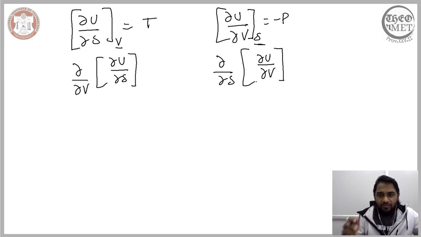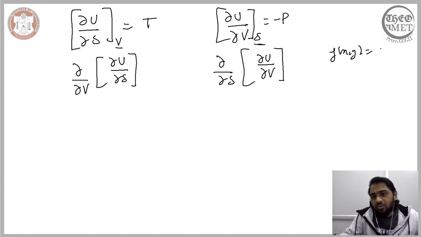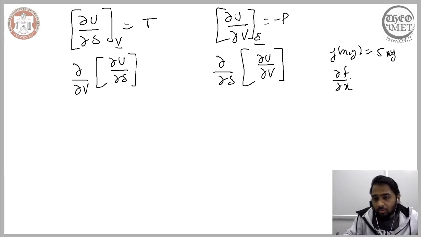Now consider a simplistic example, say f(x,y) is equal to some function phi(x,y). Now you take the partial derivative of the function with respect to x, and this assumes that y is constant.